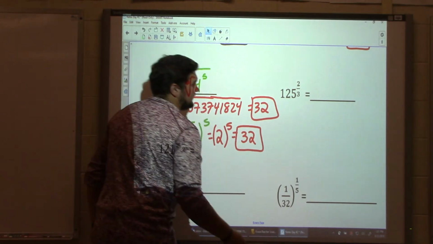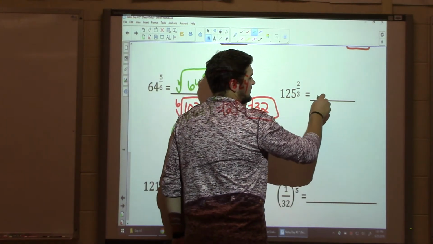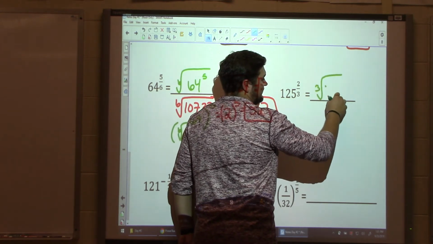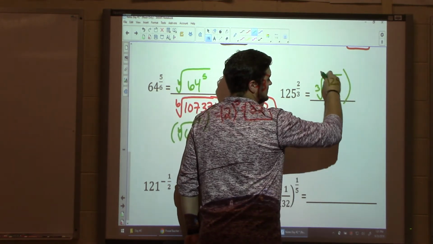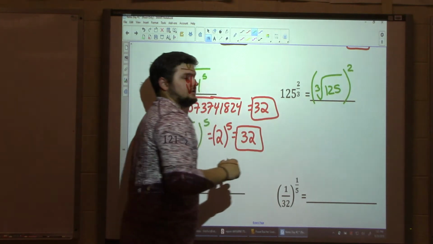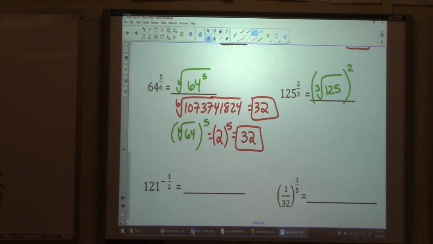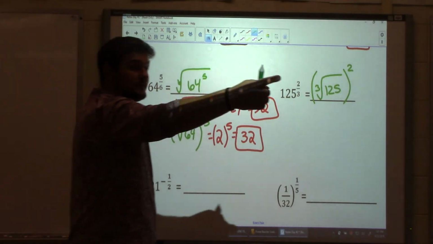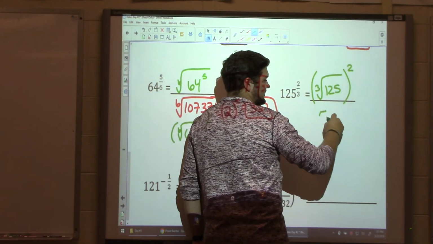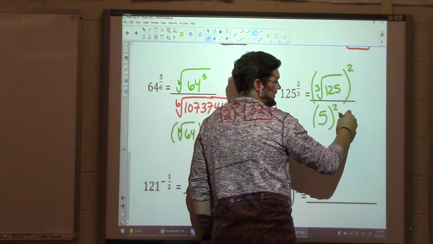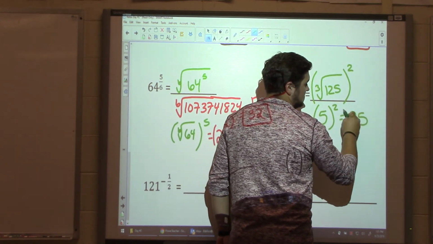Alright, 125 to the 2/3 power. So the cube root of 125 squared. Well, what to the third power is 125? What's the cube root of 125? 5. So then 5 squared is 25.